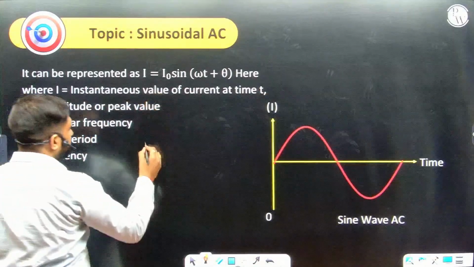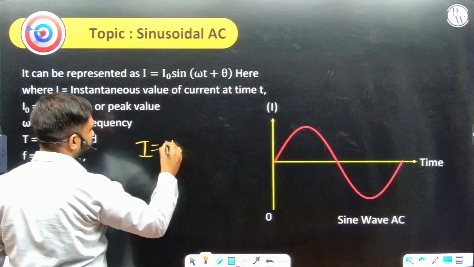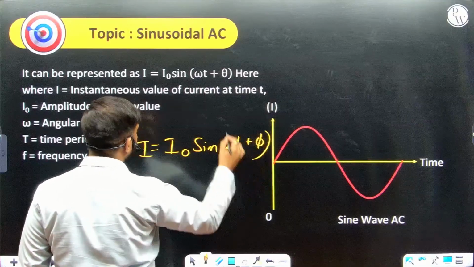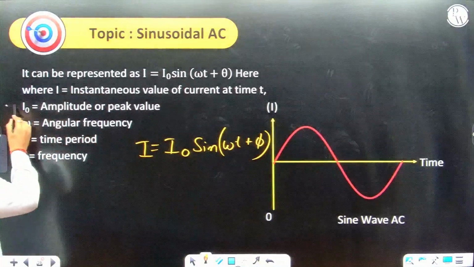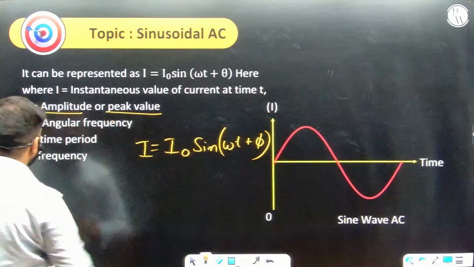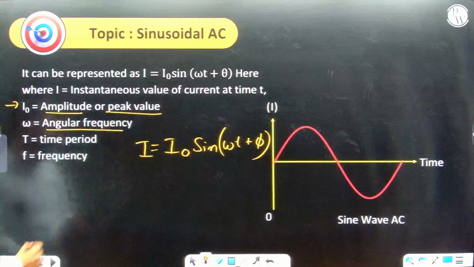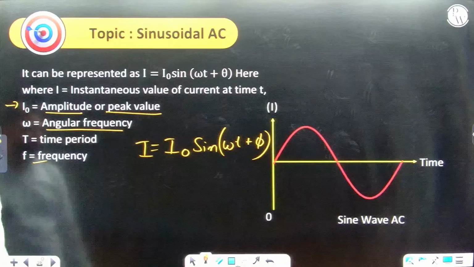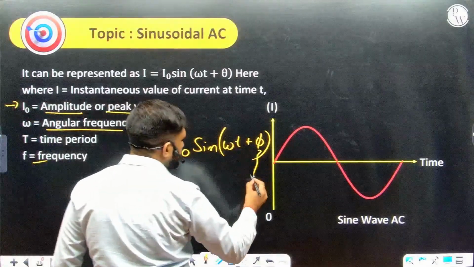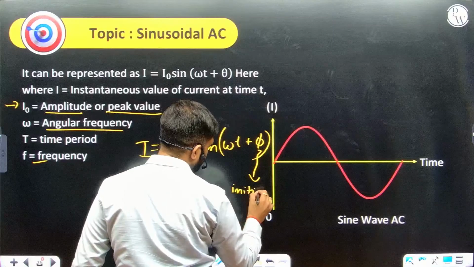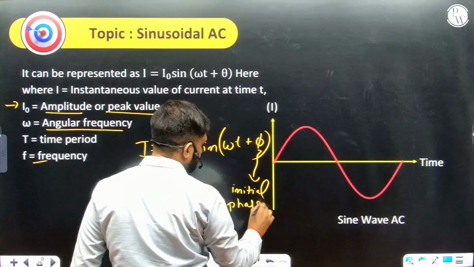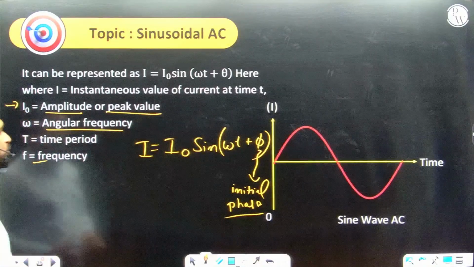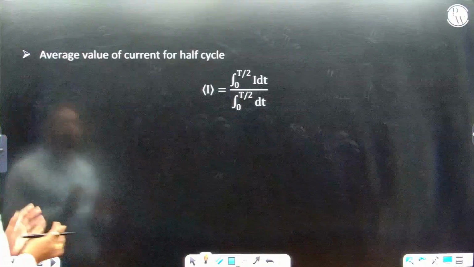Alternating current can be represented as a sinusoidal waveform, I naught sine omega t plus phi, where I naught is the peak value of the current, or we call it amplitude. Omega is the angular frequency of the AC source. T is the time period, f is the frequency, we all know. This phi is the initial phase or the phase constant. It tells us whatever phase difference we are considering as compared to other components, so how to use it.